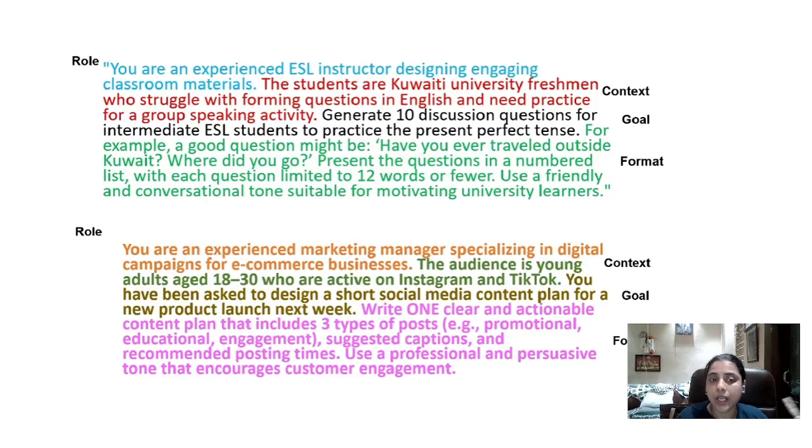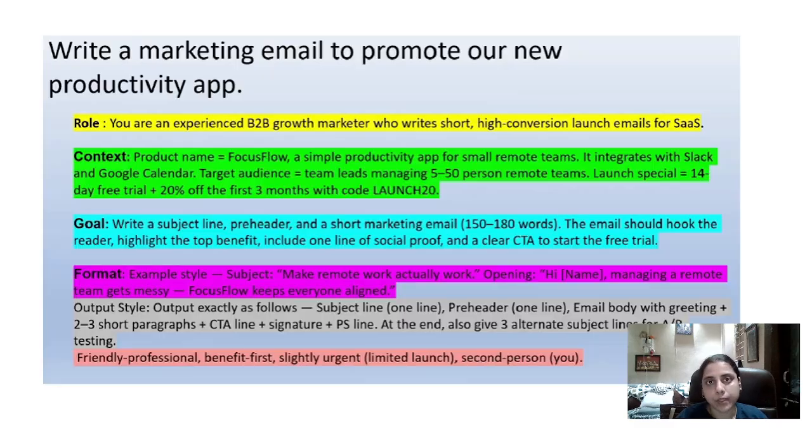Example is promotional, educational, engagement. You have written even that much. That is, what is it that the plan should include? In addition to that, it should have captions and recommended posting times and the language. That is, how are you supposed to write this? Professional and persuasive. So remember this whenever you are writing any prompt. Your AI is going to customize your answer to this very prompt.